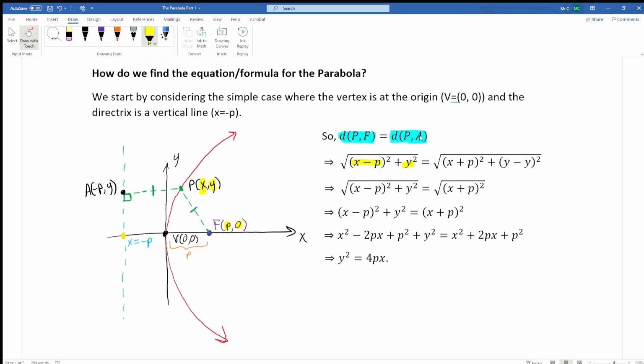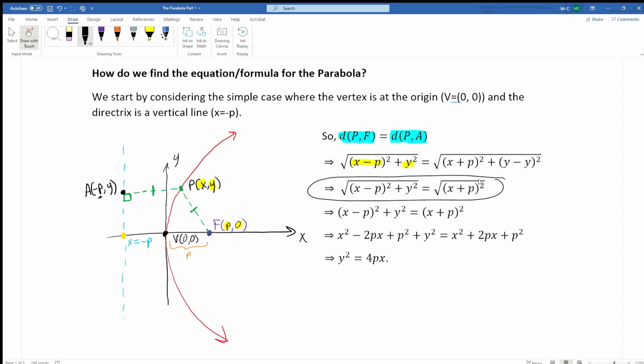For the distance between P and A, we've got x minus negative p, which is x plus p, and y minus y. So if we simplify this slightly, y minus y is of course 0, and we get this equation: the square root of x minus p squared plus y squared equals the square root of x plus p squared.